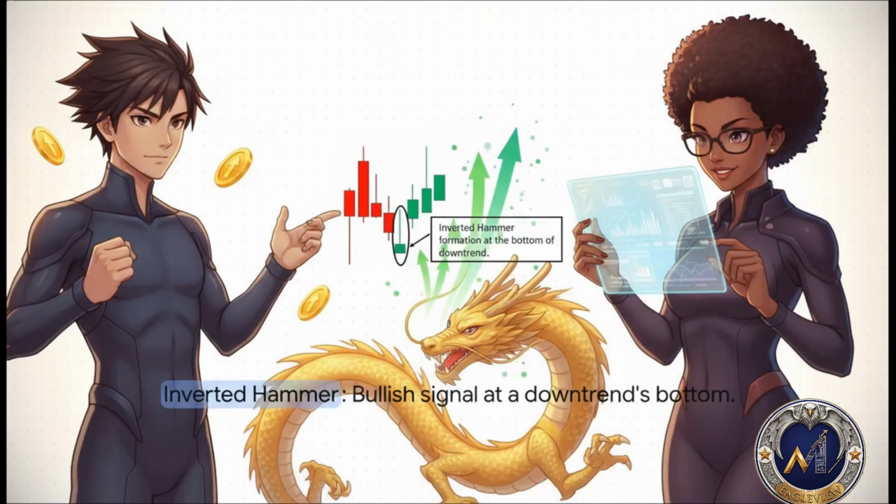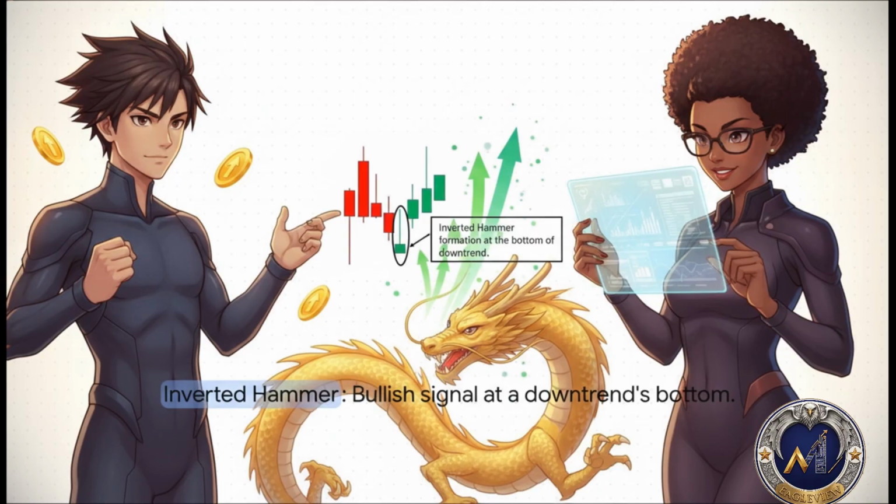This next concept brilliantly illustrates our first bullish pattern. It's called an inverted hammer. Now, notice where it shows up, right at the very bottom of a downtrend, usually after a string of red candles. It's got a small green body and a really long upper wick. So what story is this telling us?